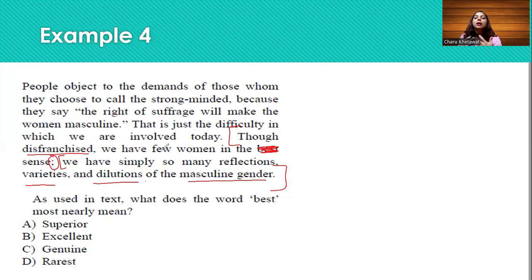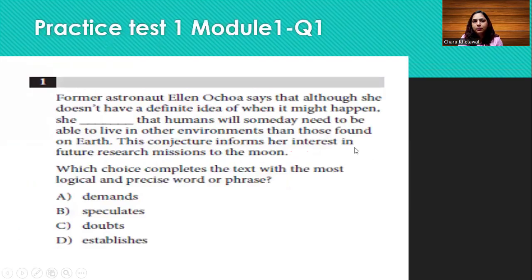That means the females also have reflections of masculine gender. So we have very few women in the true sense. So for true sense, it should be genuine sense. They are not superior, they are not excellent, they are not rarest. So sentence structure, sentence layout does help.